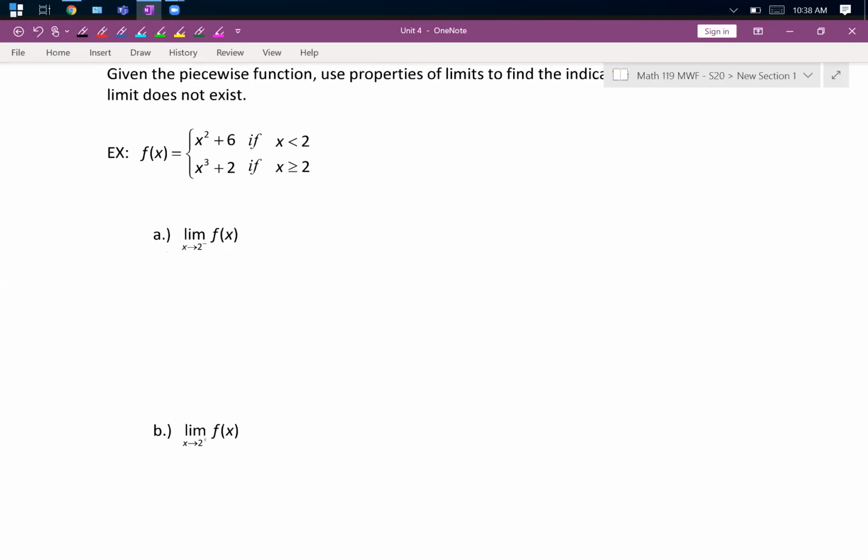Now, if they were asking us to find the limit as x approaches 0, it'd be no issue, because we'd just be using the top function and we would just plug it in like normal. But because the limit that they're asking us for is where our piecewise function is split, we've got to do the left and the right hand limits.